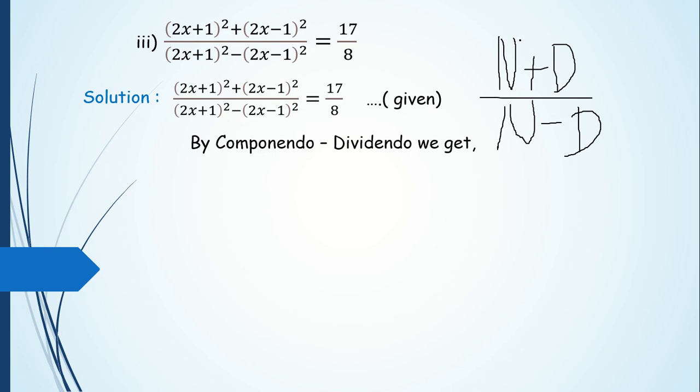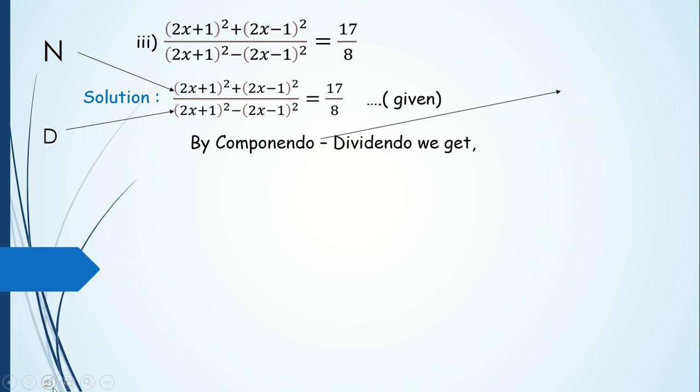In place of numerator, put numerator. So you just have to put this twice, the plus one, in place of numerator, and this twice in place of denominator, and in the middle plus and minus sign. So this is how we get it. That's the numerator, this is the denominator, and componendo dividendo means numerator plus denominator upon numerator minus denominator. So that's what we do now.